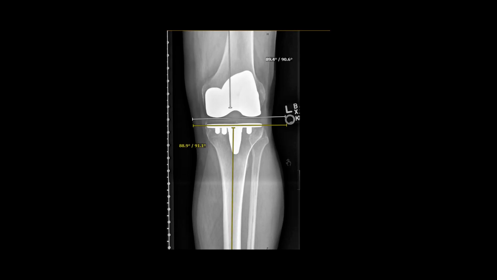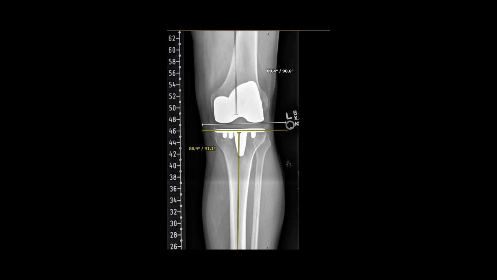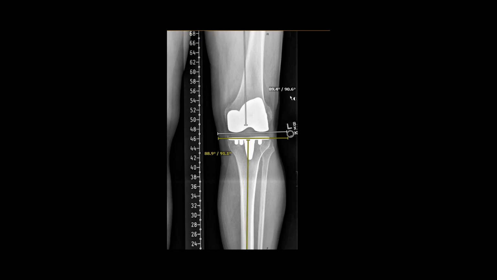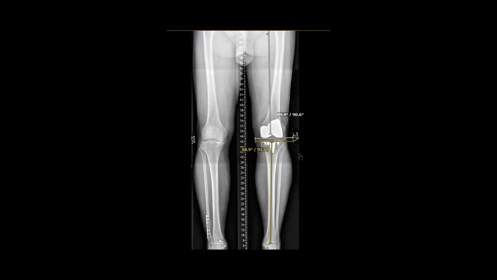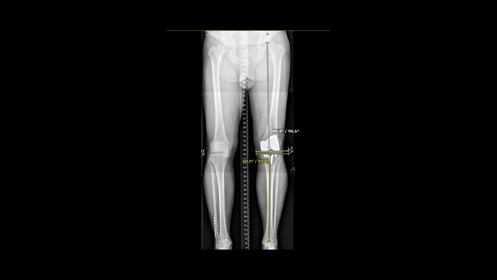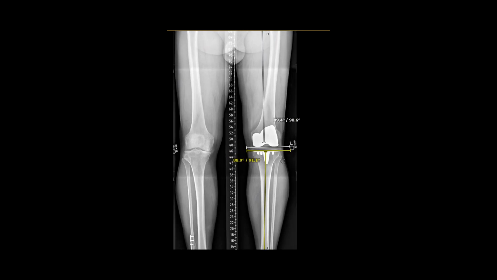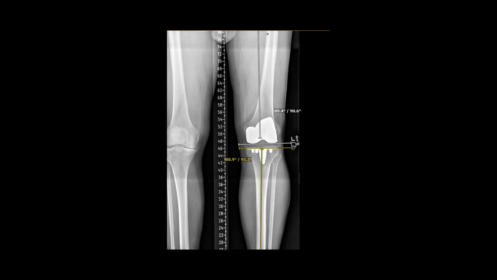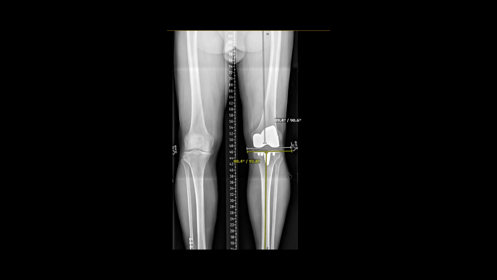So let's talk about the implant here. The femoral component here is at about 90 degrees to the mechanical axis of the femur, which puts this in a neutral position. And the tibial component is ever so slightly in varus of about 1.6 degrees.